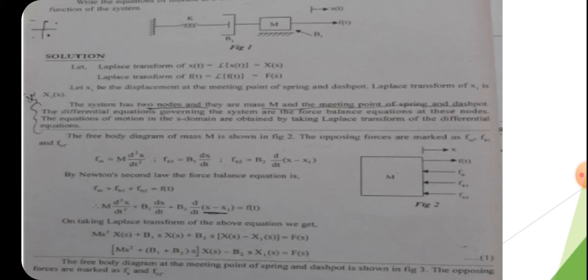So we can separately write the differential equation governing the system and also the equations of motion in S domain. The transfer function is output by input. Here the output is displacement X(s), input is force F(s). So that is equal to (b2 s plus k) divided by ((m s² plus (b1 plus b2) s) into (b2 s plus k) minus b2² s²).